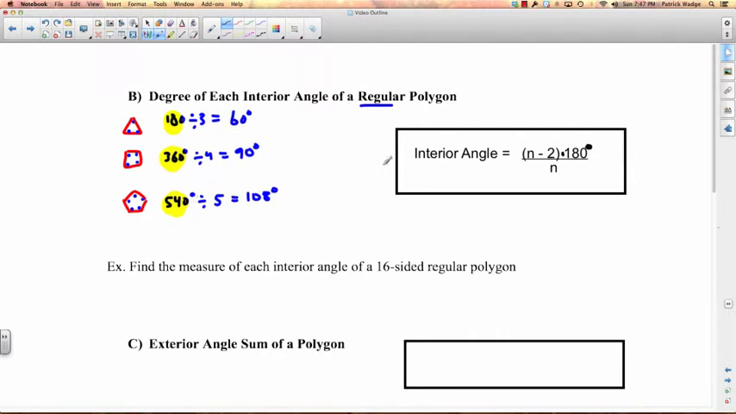So for example, if I wanted to know the interior angles in this regular pentagon, I would do 5 take away 2, which is 3, times 180. That gives me 540. So now I know there's 540 degrees in total in this pentagon, and then I divide by n, which is 5, to get how much each angle is in the pentagon.